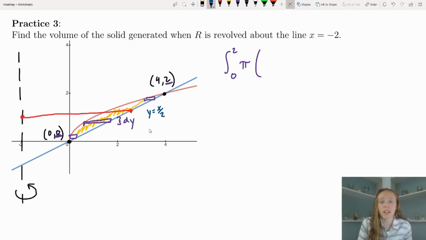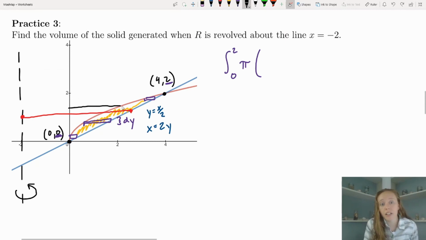So this is going to be that x equals 2y. I know my distance from the y-axis to the blue line. That distance is 2y. But what is my total distance, which is the red line? Well, that's going to be 2y plus whatever this distance is here. And that chunk is going to be a distance of 2 because my line is x equals -2, and that's 2 units away from my y-axis.